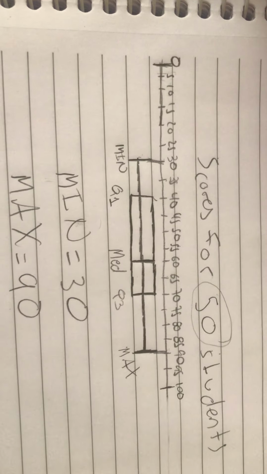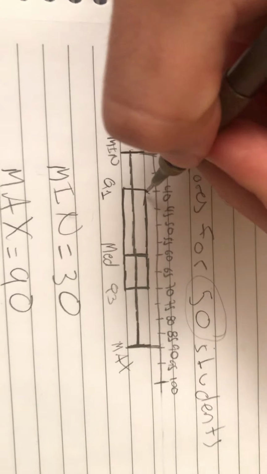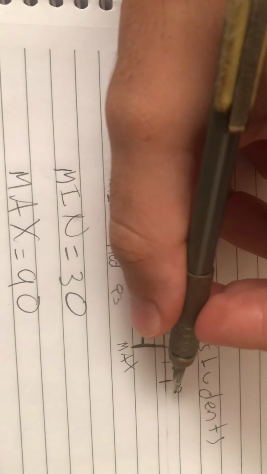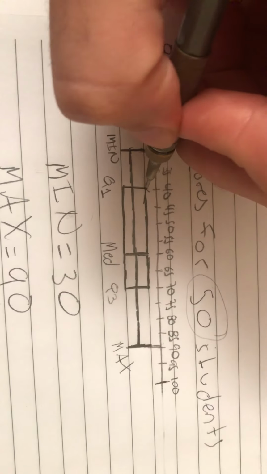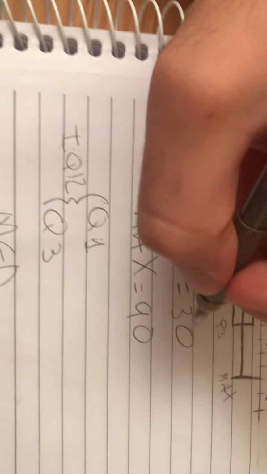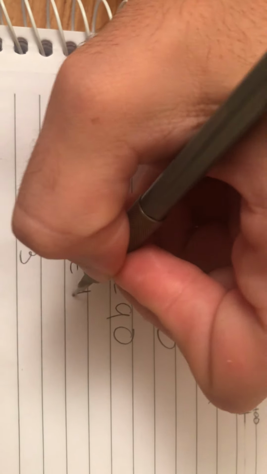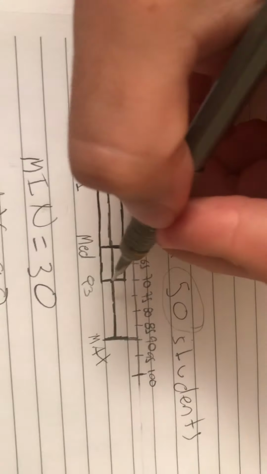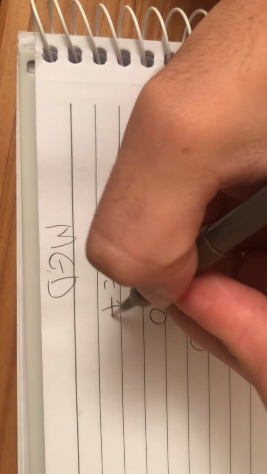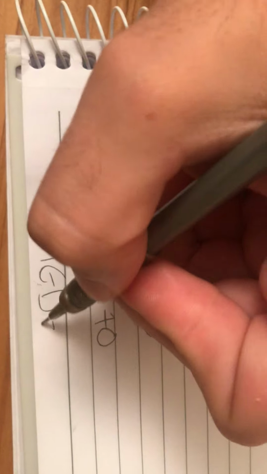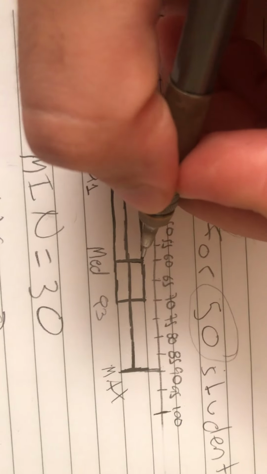So what can we deduce from this? So we do the same thing we did to find the minimum and the maximum values. So Q1 would be equal to 40. We're just going to write this down over here. Q3 would be equal to 70. And the median value would be equal to 60.